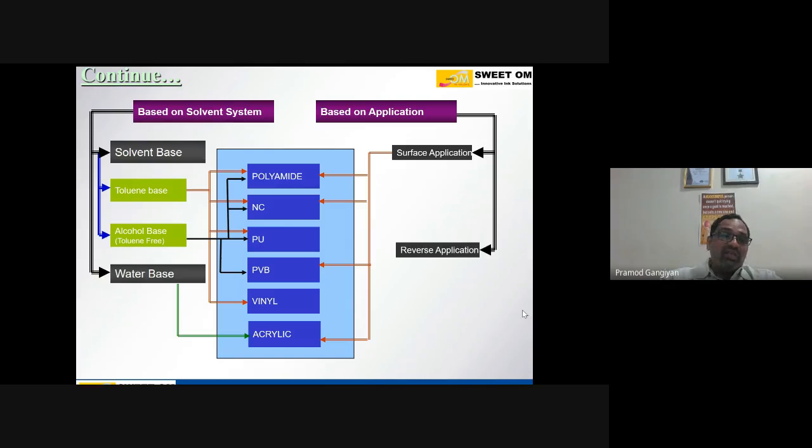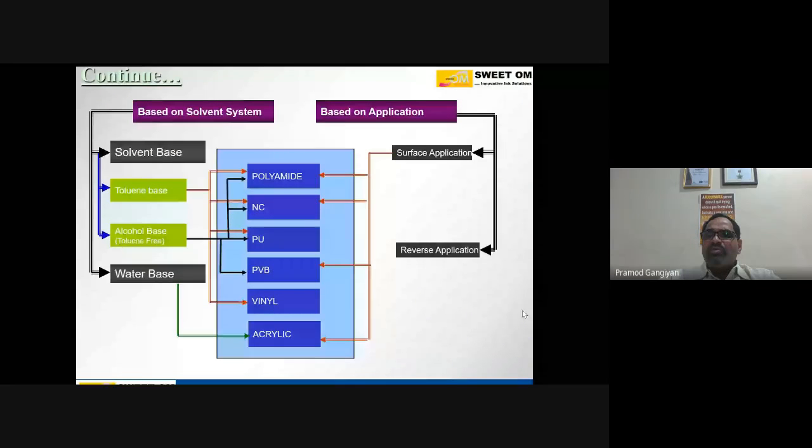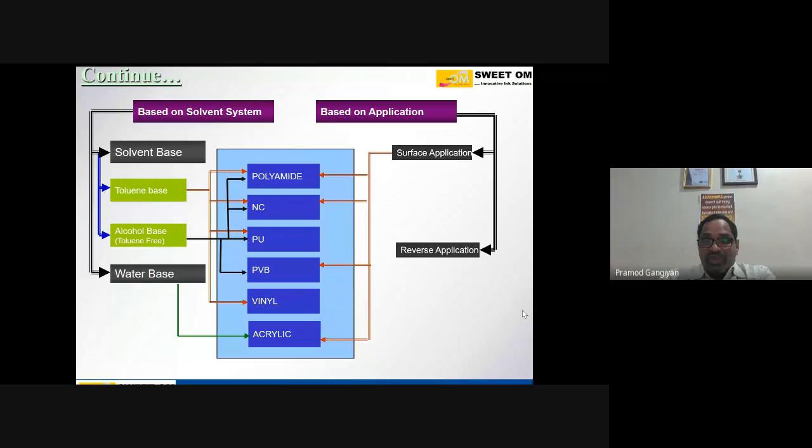And the same is the case in the flexible industry. In the flexible industry, 90% of application is reverse application. In the rigid industry, 100% of application is surface application. But in the flexible industry, 90% is reverse application and only 10% is surface application, right? So am I clear here? What is surface application and what is reverse application?